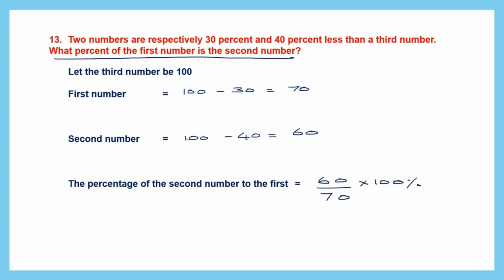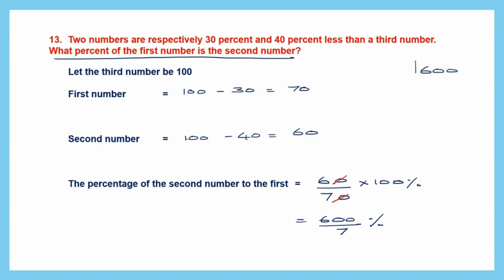Now let's cancel what we can. I can cancel this and this. Now there's nothing more to be cancelled, so we multiply. 6 into 100 is 600 and we divide it by 7. 600 by 7%. So 600 by 7 is an improper fraction. Let's convert it to a mixed number.